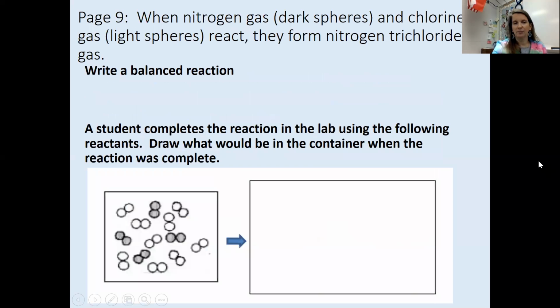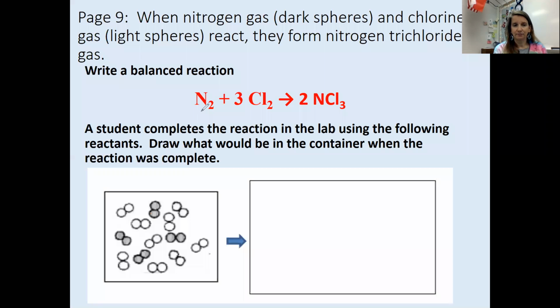So we're going to look at this one on page 9. When nitrogen gas, which are the dark spheres, and chlorine gas, which are the light spheres, react, they form nitrogen trichloride. So we want to look at our balanced reaction first. So we have N2 plus 3Cl2 yielding NCl3. So we see here what is on the reactant side. We've got the dark nitrogens and we have the light chlorines.